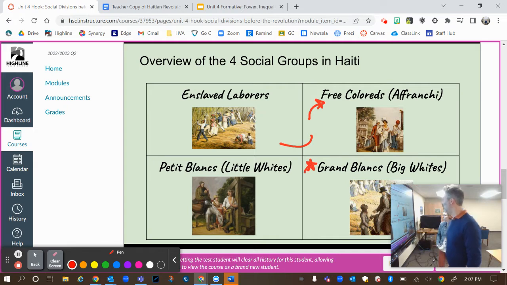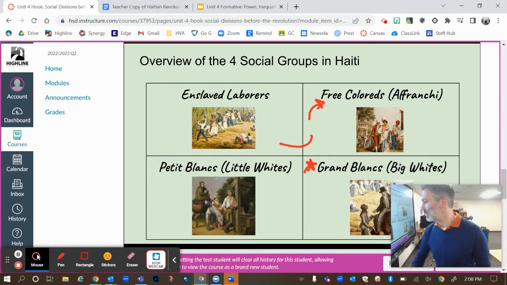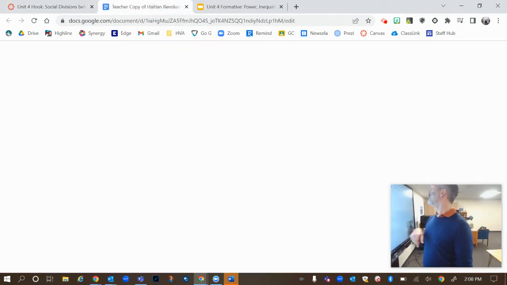Coming down here to the last one, these Grand Blancs, or big whites. These are the big plantation owners. Often they lived in France, and they would come to the colony on occasion, or they would have their plantation overseen by overseers. That, I think, does it for me.